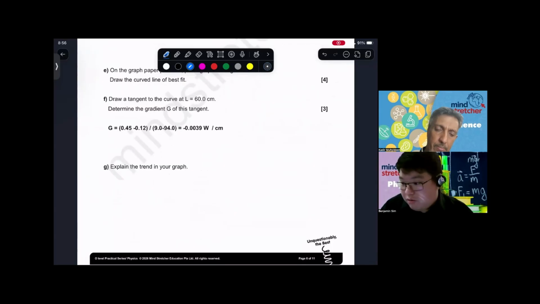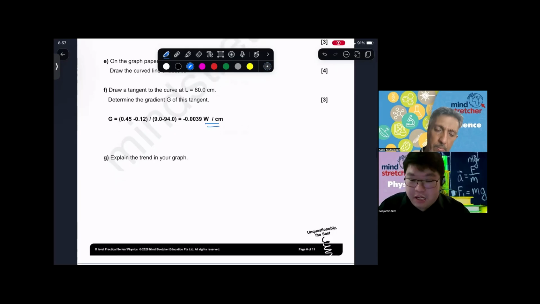Now, one thing to be very, very wary of is the units. Please remember that when you are plotting your graph and you are drawing the gradient, your units are very, very important. Your units in this case will be the y unit per the x unit. So in this case, it's watts per cm. The units are very important. Please do not forget your units for your gradient.